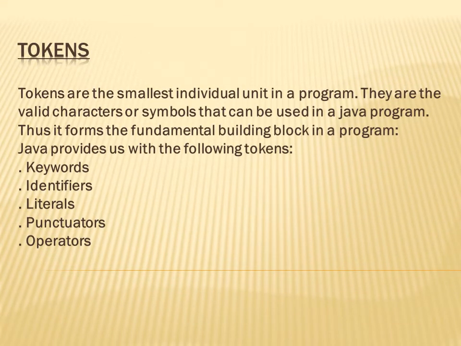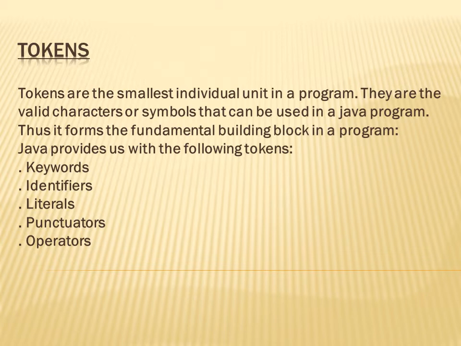Next is tokens. Token means when we start to write a program, each and every character inside the program is called a token. That's why it is written like this: tokens are the smallest individual unit in a program. If you are writing the class name, C is a token, L is a token, A is a token, S is a token. Whatever characters are present in the program are called tokens. That is, tokens are the smallest individual unit in a program.